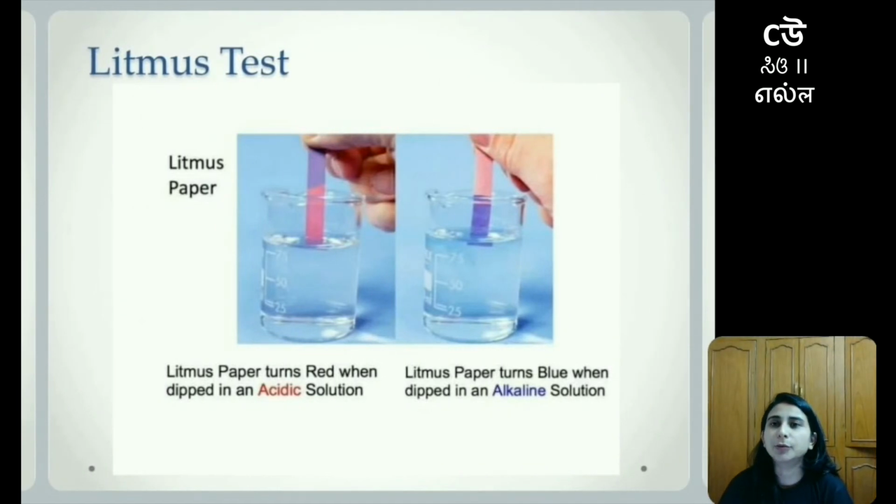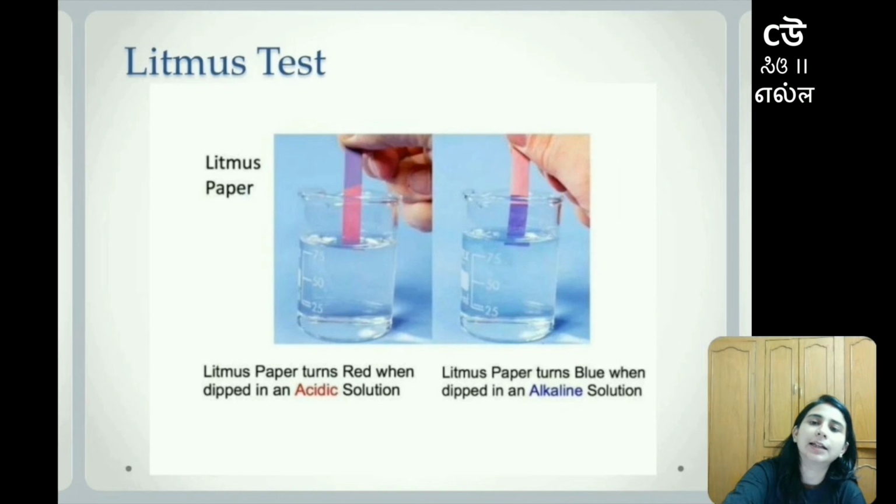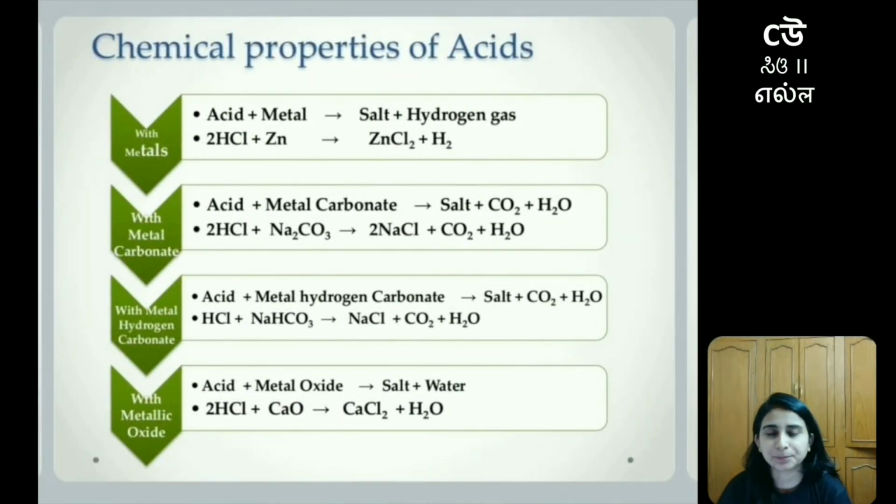So let's just do the litmus test. For that, we have litmus paper. The first diagram shows that the litmus paper will turn red when it is dipped in acidic solution. While in the second diagram, it has been shown that the litmus paper will turn blue when it is dipped in alkaline solution. So red color indicates acidic solution, while blue color indicates basic solution. So this was all about indicators.